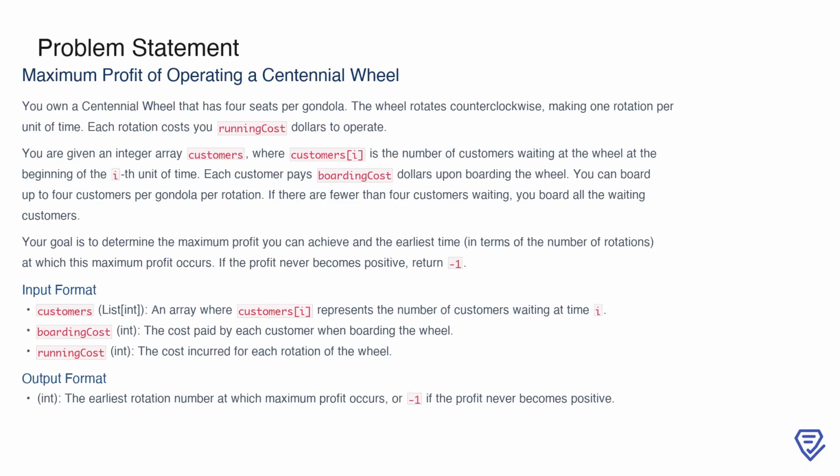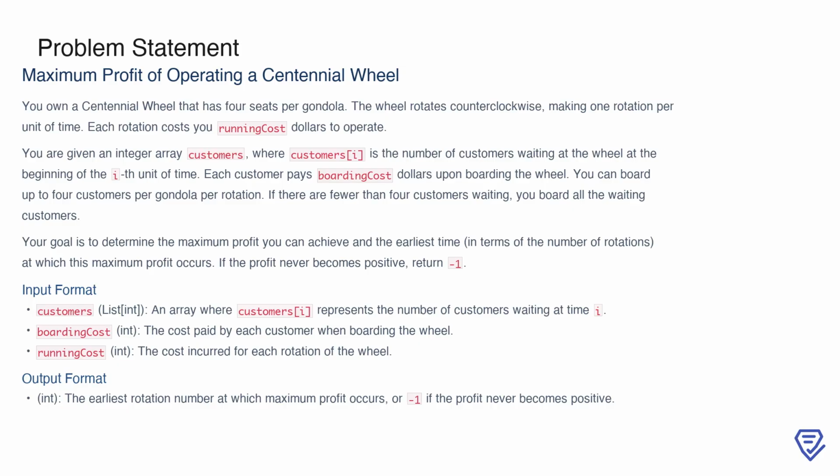Welcome! Today, we'll dive into an engaging problem, problem number 1599, maximum profit of operating a Centennial wheel. We'll explore the scenario, break down the approaches considered, and arrive at an efficient solution. Let's get started.